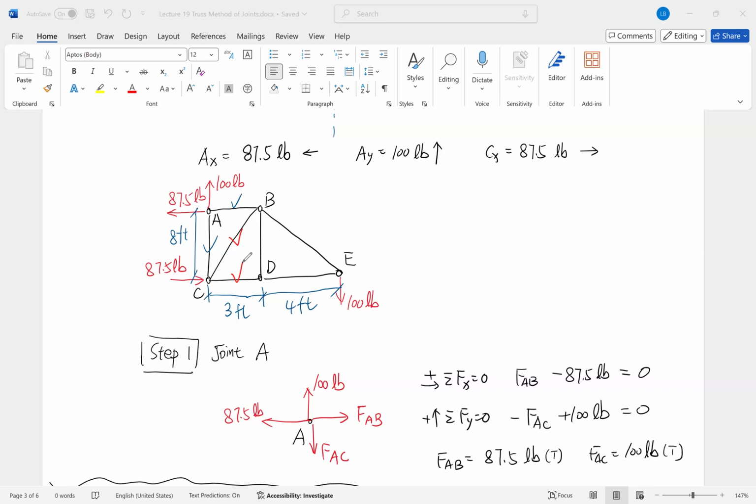What about D here? Originally we should have three unknowns at D, but now we've already solved CD, so we have two unknowns. So for E, at the beginning we've been talking about we can start with E. It originally only has two unknowns. So you can start from any of those, and you can solve that.